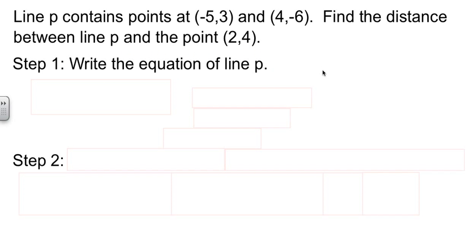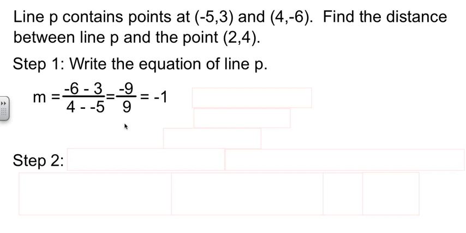First off, we need to get the equation of line P. Well, we did this in section 3.4. We found equations of lines. We need a slope, so let's calculate a slope. -6 minus 3 over 4 minus -5. -9 over 9 works out to a -1 for our slope. Let's take that to point slope form. I picked the first point this time. So y minus 3 equals -1 times x plus 5.